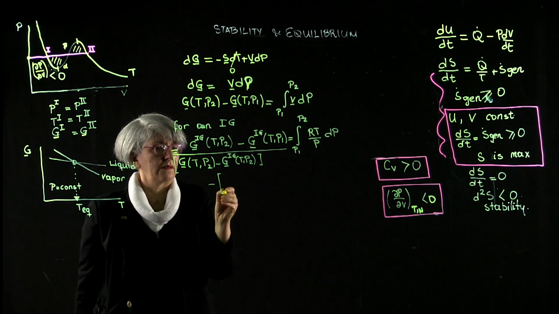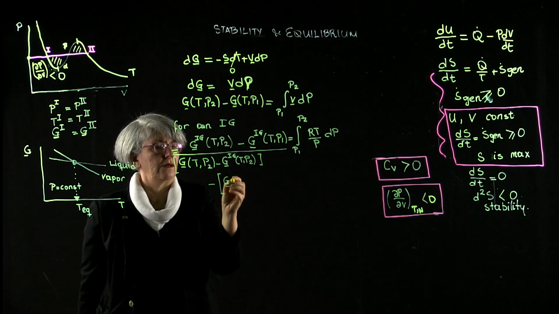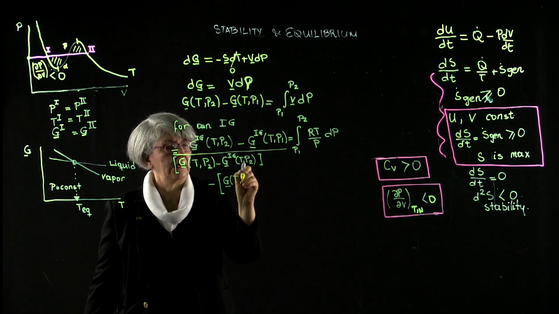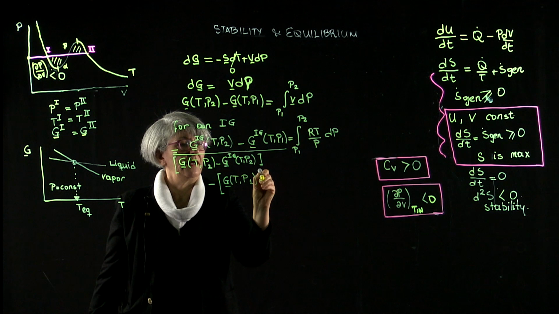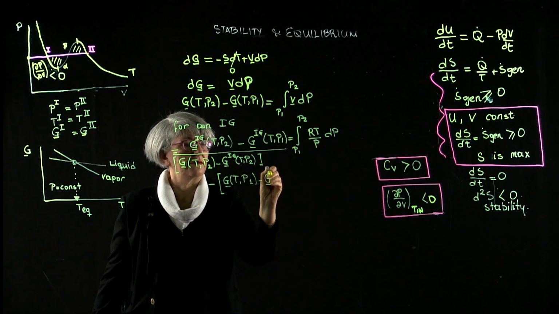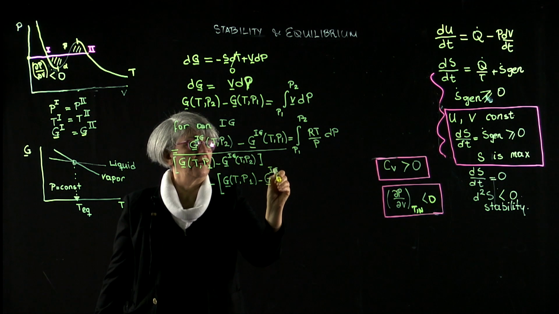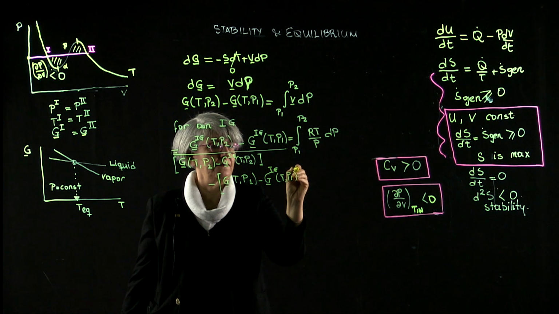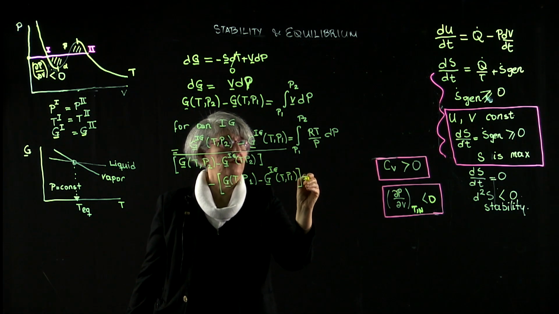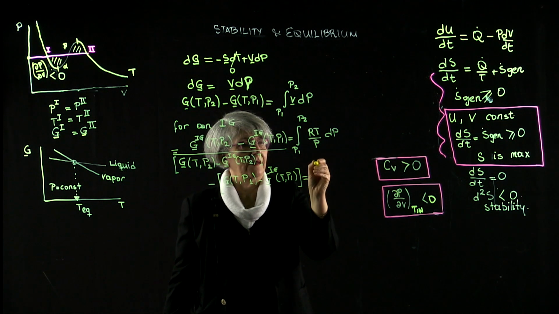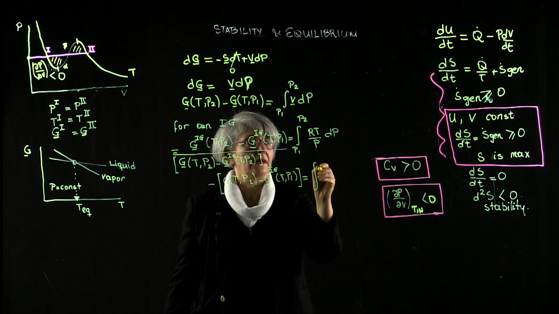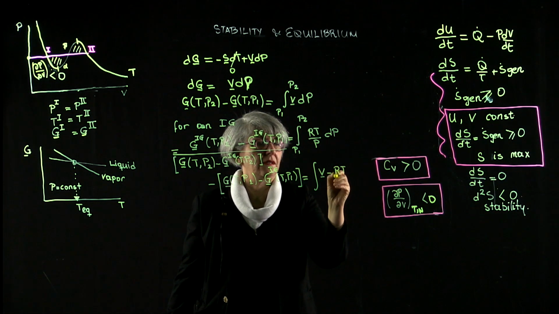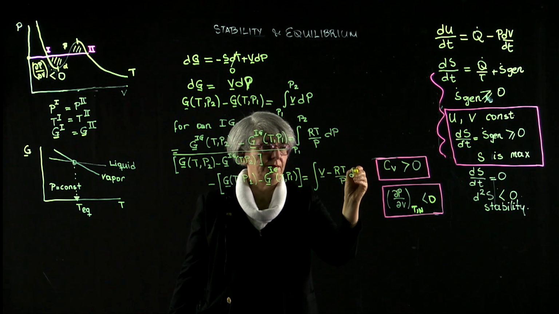Minus G of T and P1 minus G of ideal gas T, P1 should be equal to integral V minus RT over P dP.